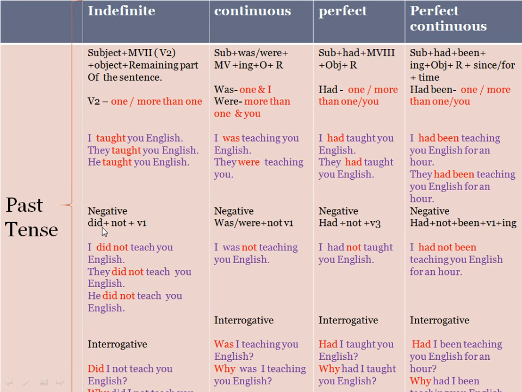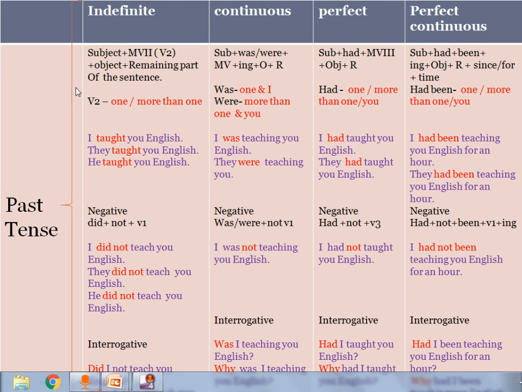Past tense: past indefinite, past continuous, past perfect, and so on. In past indefinite, the second form of the verb is used for every subject. I taught you English, they taught you English, he taught you English. The subject is different, but the second form of the verb is used, and after seeing the second form of the verb we can say the sentence belongs to past indefinite tense.